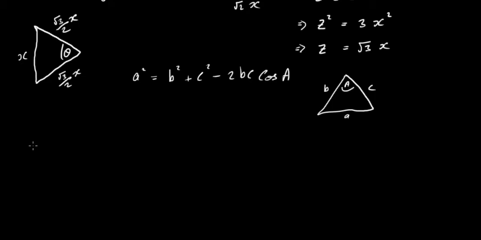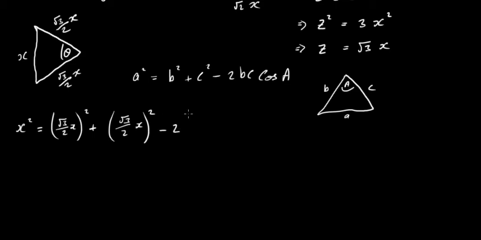So it's going to be x squared is equal to root 3 over 2x squared plus this one here, root 3 over 2x, again all squared, minus twice these two sides, root 3 over 2x times root 3 over 2x cosine theta. That's applying the cosine rule. So let's work all this out and see where we end up.